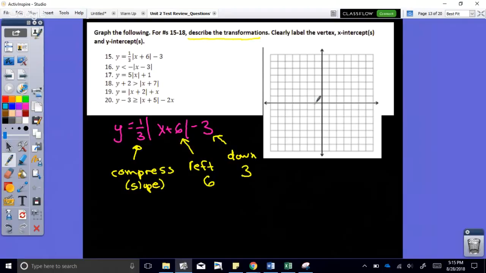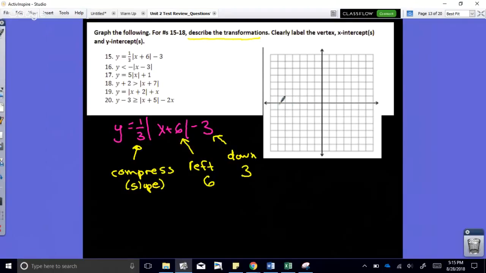So I'm going to go to the left 6, down 3. And from there, my slope is going to be 1/3. So I'm going to go up 1 to the right 3, up 1 to the right 3, up 1 to the right 3. In both directions, up 1 to the left 3, and my graph's going to run out. And then you're going to connect them and make a V. It is clearly labeled the x and y intercepts, so I should clearly see that it goes through the y-axis at -1 and the x-axis, it looks like at 3.